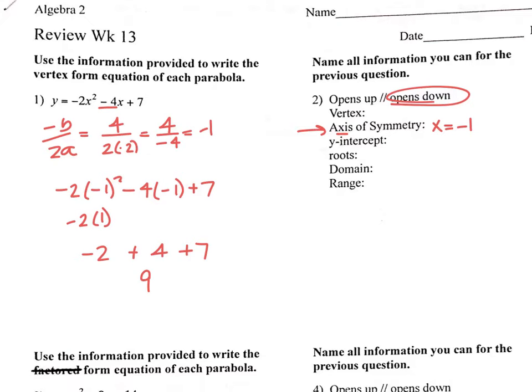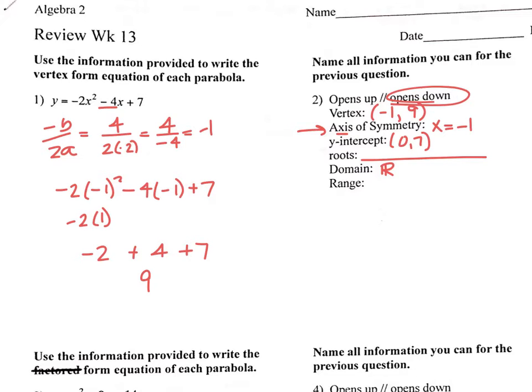So my vertex, the x from my vertex comes from the axis of symmetry, that's -1, and the y comes from the 9 out there. All right, the y-intercept, we already know that comes from the equation, that's (0, 7). The roots, I don't know unless I graph those, so for now I'm just going to leave those blank. We'll see an example of that later, so for now we'll just leave that blank.